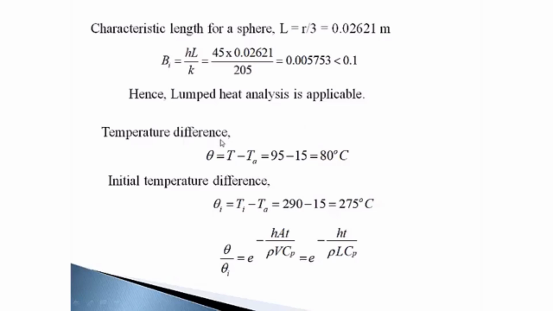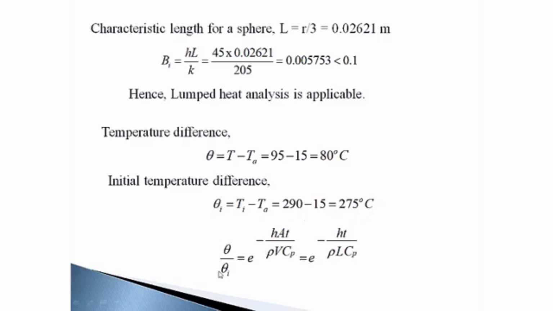Now the temperature difference theta is equal to T minus T infinity. We need the time required to attain the temperature of 95 for the sphere. So theta is 95 minus 15, which gives 80 degrees centigrade. And the initial temperature is 290, ambient temperature is 15, so we get the initial temperature difference as 275 degrees centigrade.